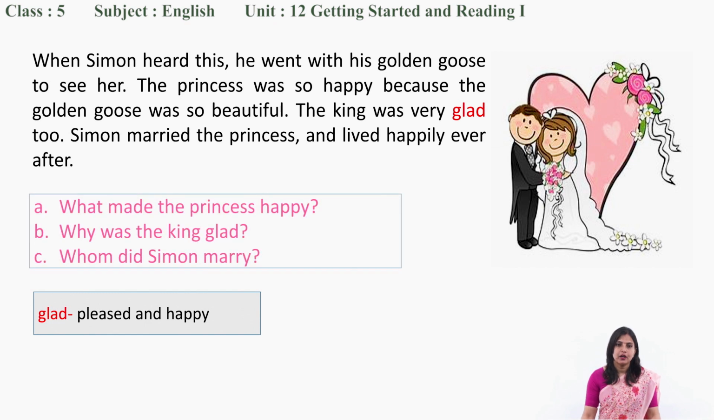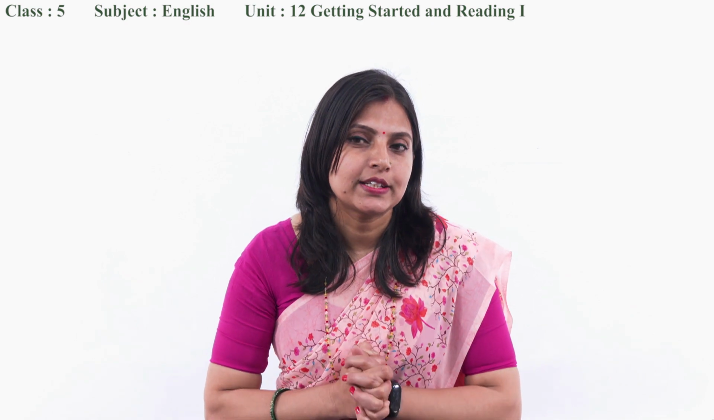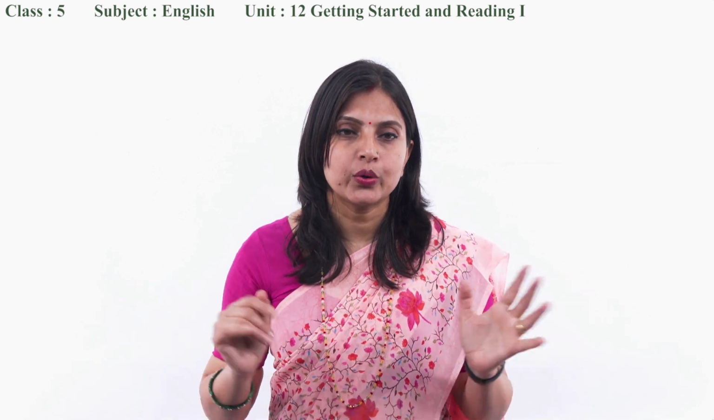So tell me, what made the princess happy? Yes, the golden goose, right? And why was the king glad? Exactly, yes, because the princess was happy now. And whom did Simon marry? Yes, good. Simon married the princess. Alright, now that's all about the golden goose.